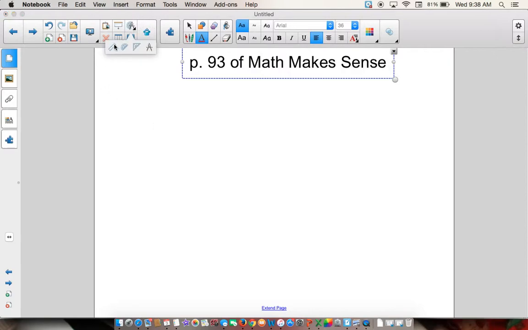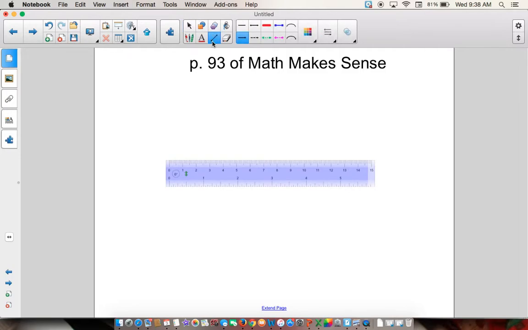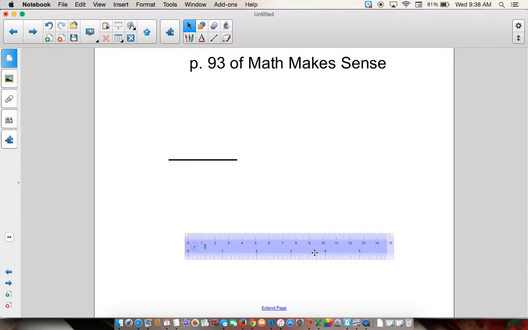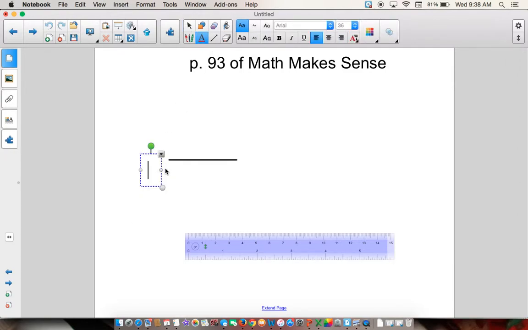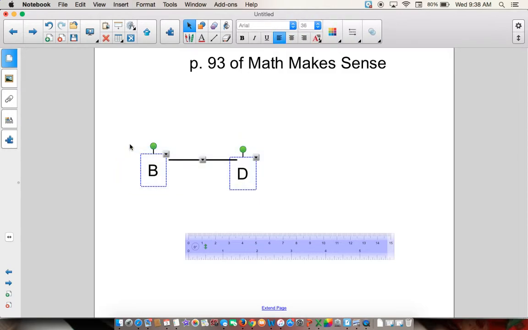So I'm going to take out my ruler tool. I'm going to move it down. Oops, forgot to select. Move it down. I'm going to get my line tool. And it says 5 centimeters. So I'm going to draw a line that is 5 centimeters. Now I can move my ruler again. And it says it's a segment BD, so I need to label my line. One side is B and one side is D. Go back to my select tool. I'm going to group this all so when I move it, they will move together and I don't have to worry about it.